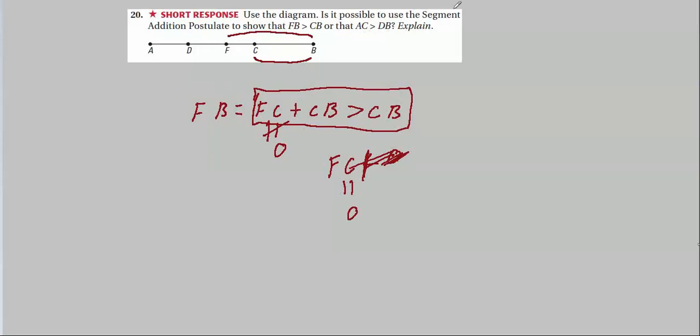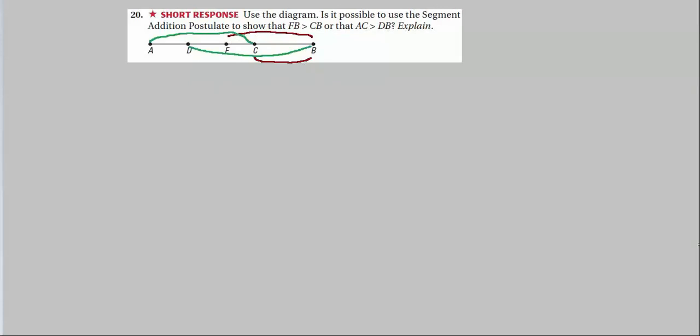What about this one here? Okay, I've drawn AC and DB, shaded them in different color. And now, when we look at this, we can ask ourselves, is there a way to use the segment addition postulate to show that AC is greater than DB? Well, what the segment addition postulate tells us is that AC is equal to AD plus DF plus FC. It also tells us that DB, this one here, is equal to DF plus FC plus CB.